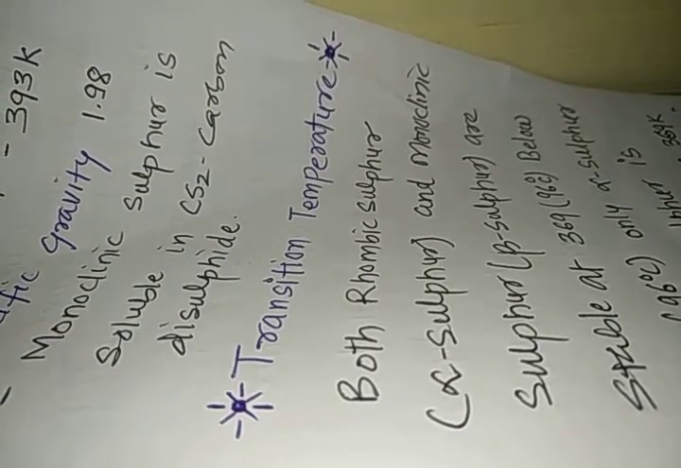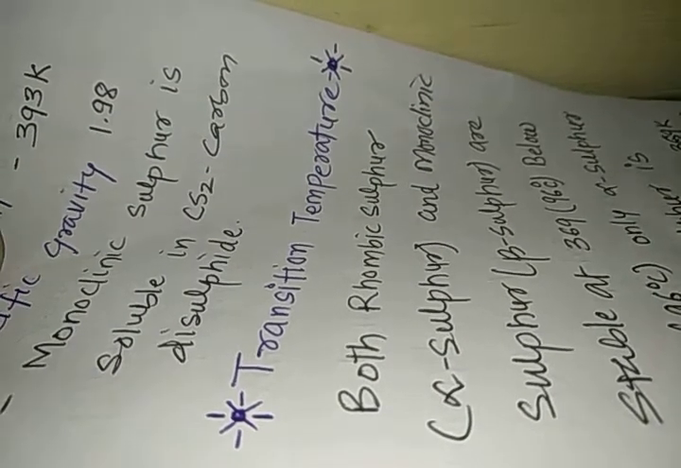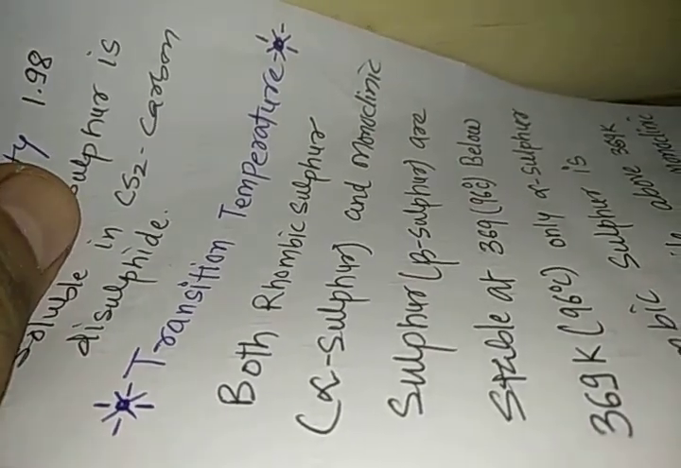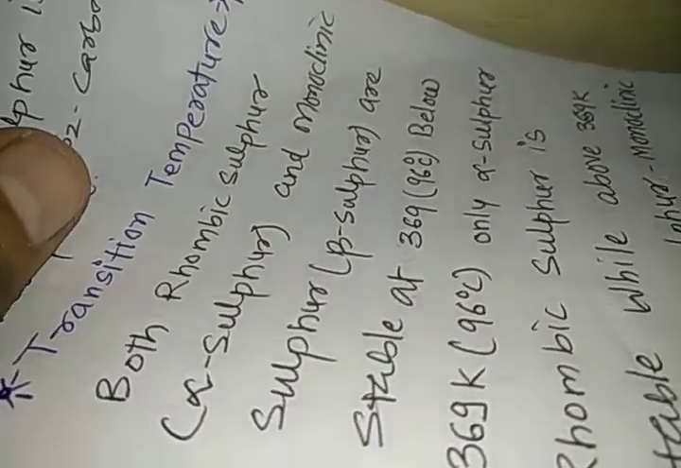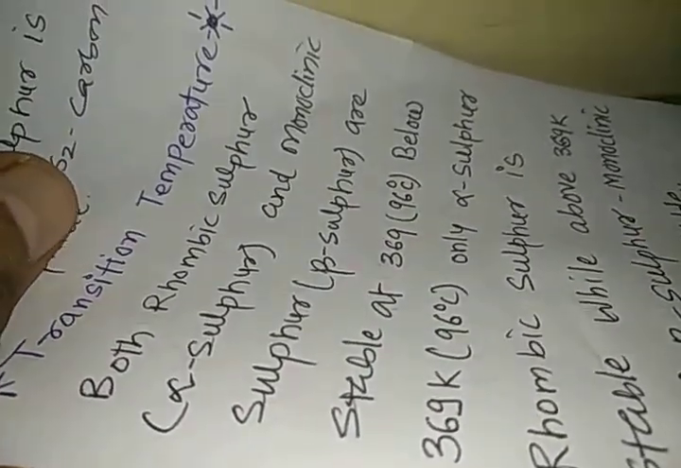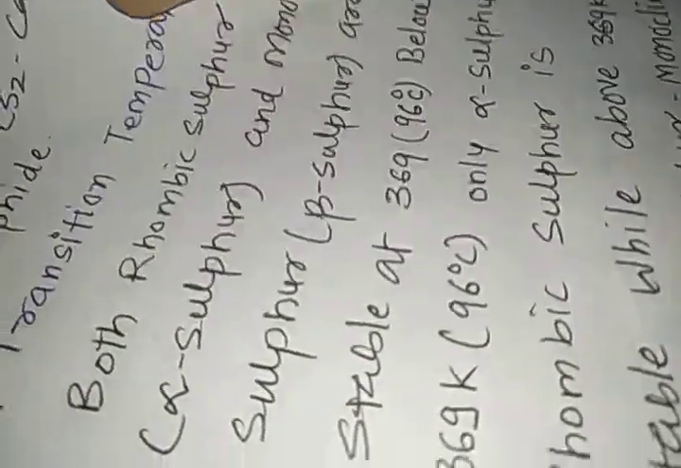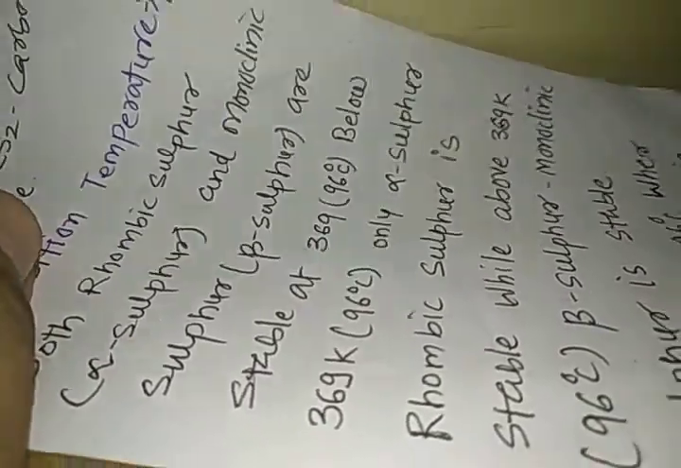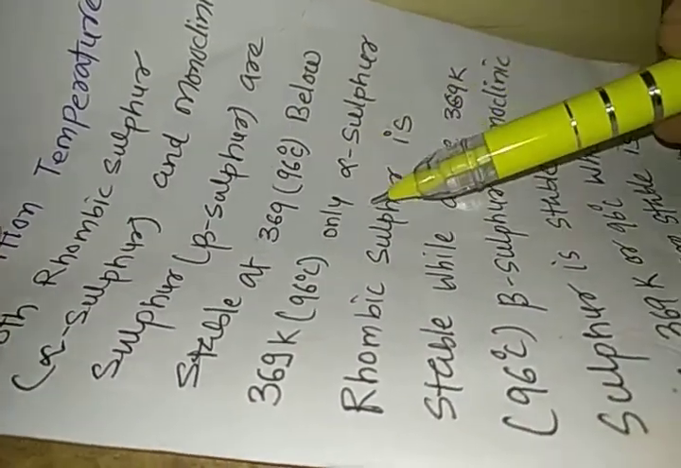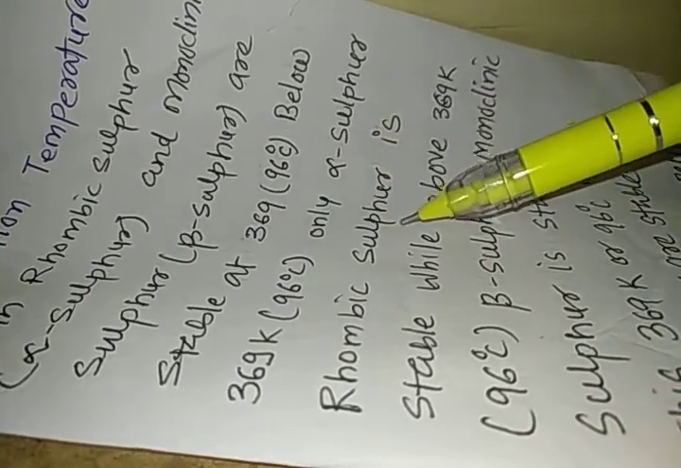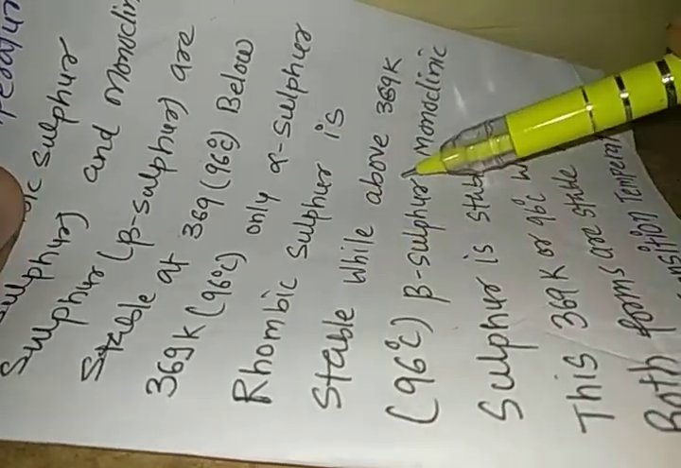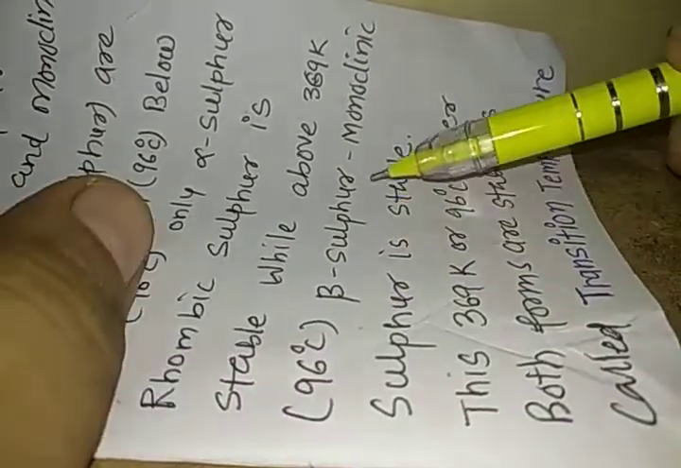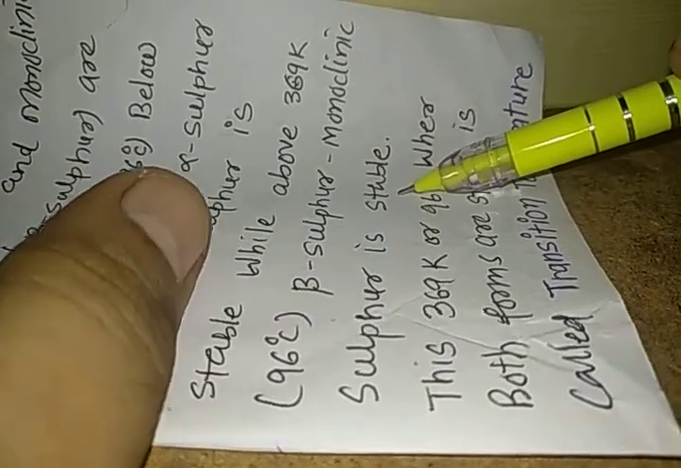Transition temperature. This is a new term that we need to study about. Both rhombic sulfur, that is alpha sulfur, and monoclinic sulfur, that is beta sulfur, are stable at 369 Kelvin or 96 degrees centigrade. Below 369 Kelvin or 96 degree centigrade temperature, only alpha sulfur or rhombic sulfur is stable, while above 369 Kelvin or 96 degree centigrade temperature, beta sulfur or monoclinic sulfur is stable.